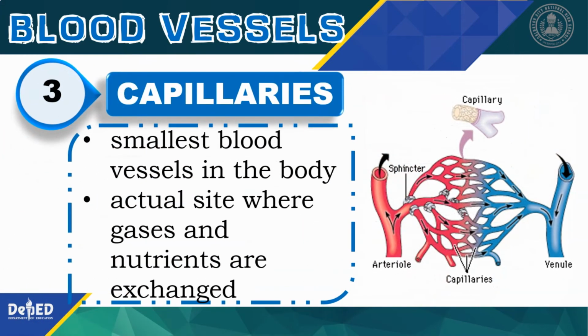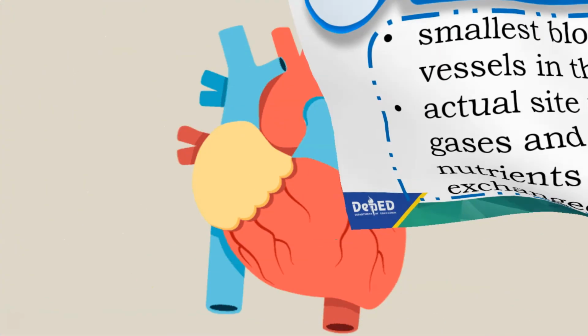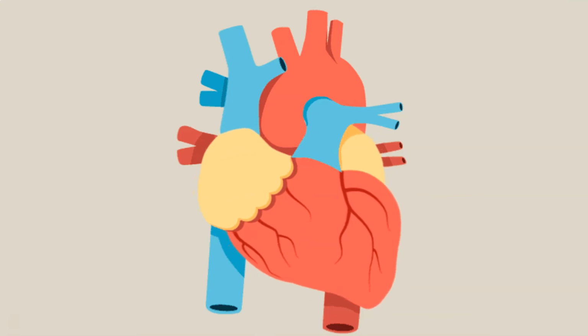Capillaries are the smallest blood vessels in the body, connecting the smallest arteries to the smallest veins. It is the actual site where gases and nutrients are exchanged. Let us now discuss in detail the main part of the circulatory system, which is the human heart.